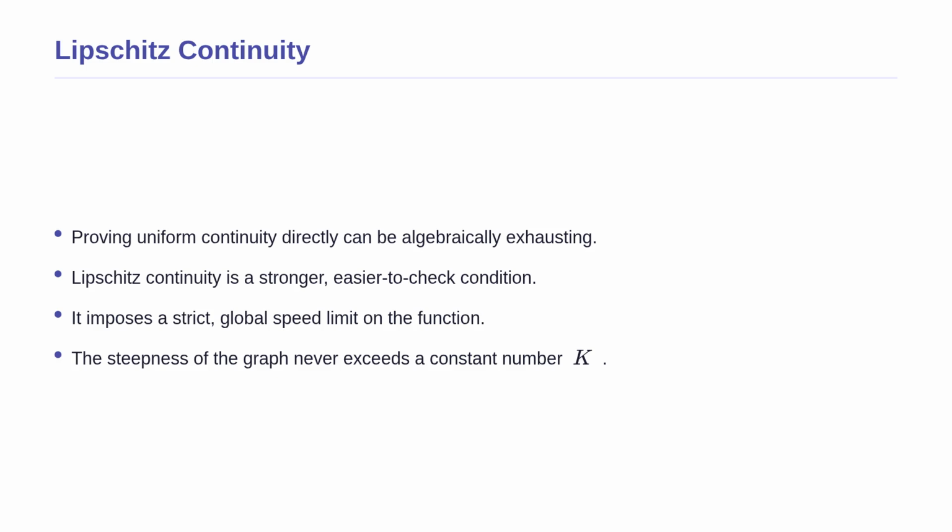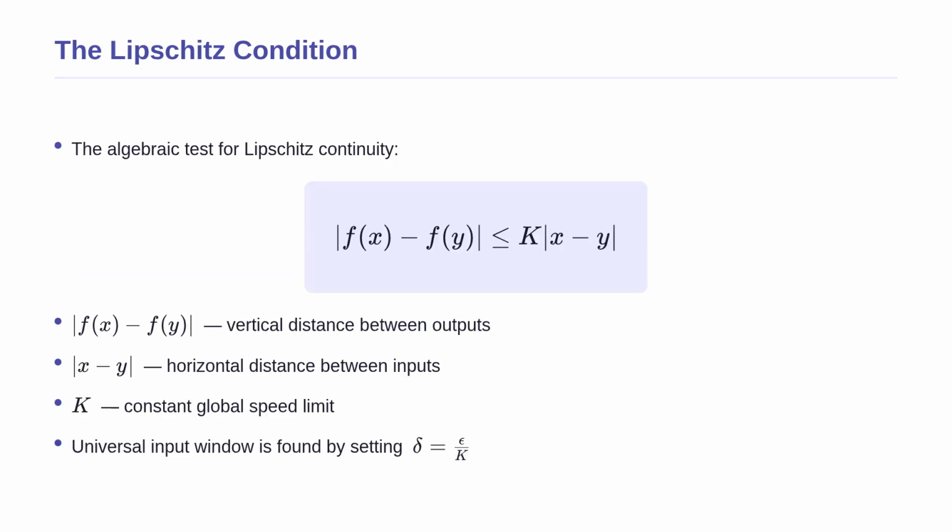While the sliding box is a great visual, proving uniform continuity directly from the complex definition can be algebraically exhausting. Fortunately, mathematicians use a stronger, easier-to-check condition called Lipschitz continuity. A function is Lipschitz continuous if there is a strict global speed limit on how fast it can change, represented by a constant number k. If you can prove that the steepness of the graph never exceeds this constant k anywhere, the function is guaranteed to be uniformly continuous. This gives us a highly practical tool for analyzing functions without getting bogged down in complex algebra. Let us look at the mathematical rule for this speed limit.